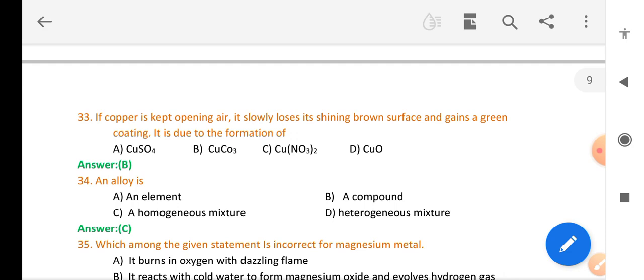Next question: if copper is kept open in air, it slowly loses its shiny brown surface and gains a green coating. It is due to the formation of CuCO3, copper carbonate. CO3 is carbonate, Cu is copper. Then, homogeneous mixtures of metals are called alloys.